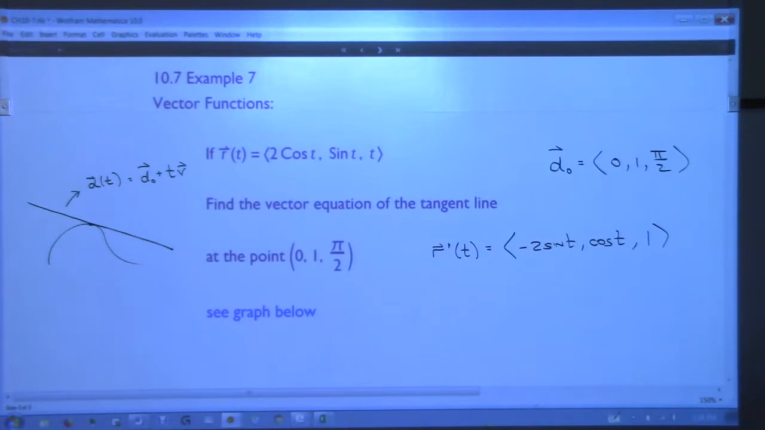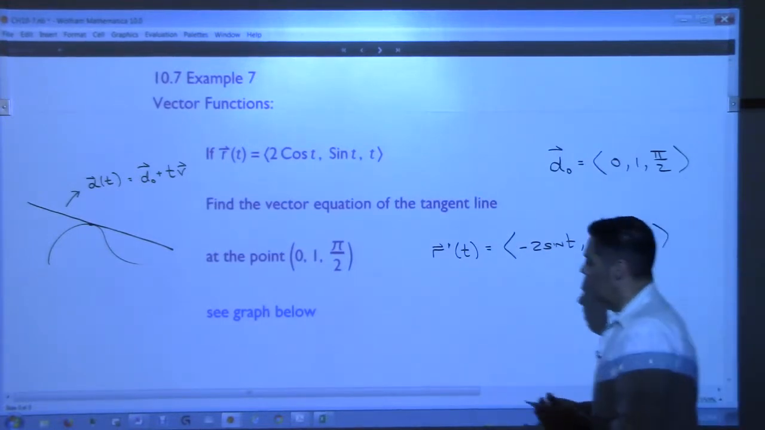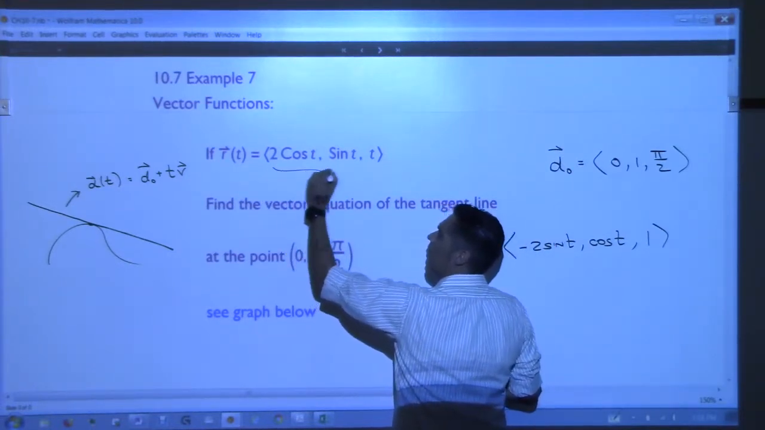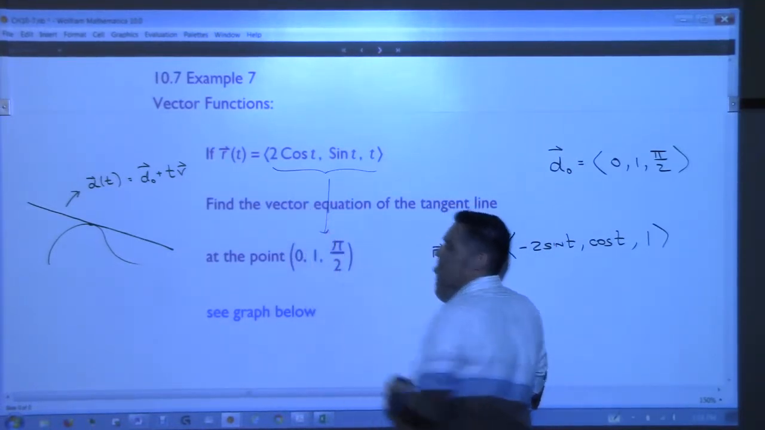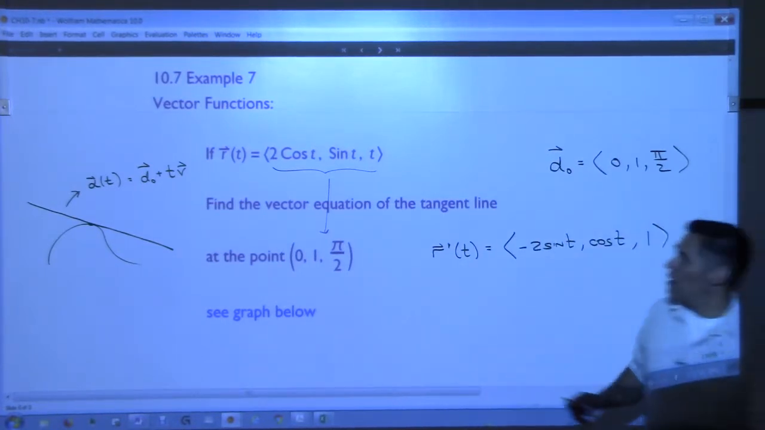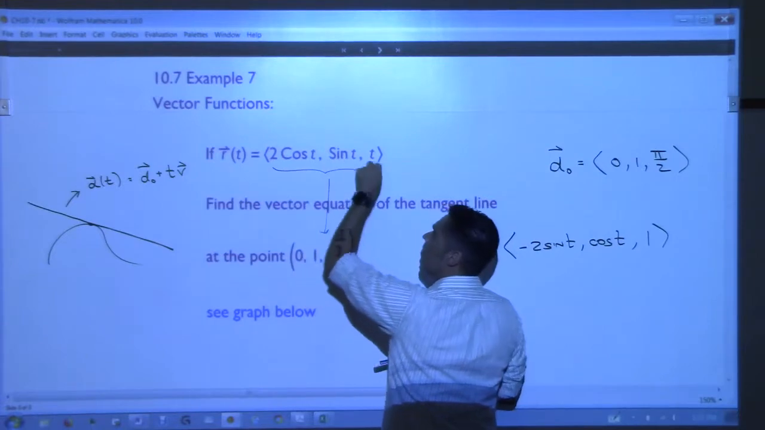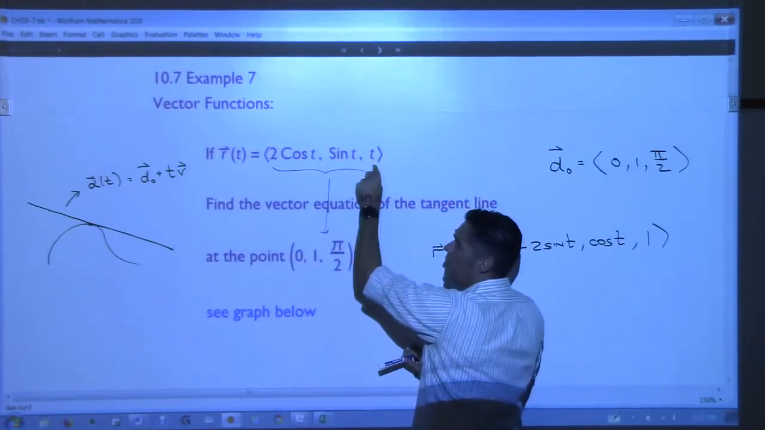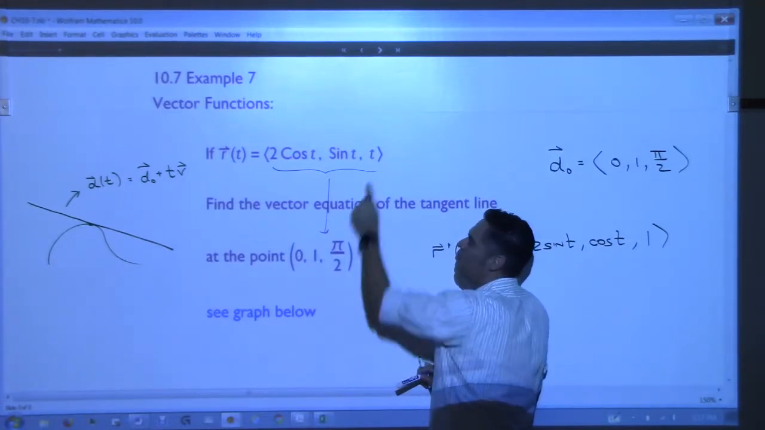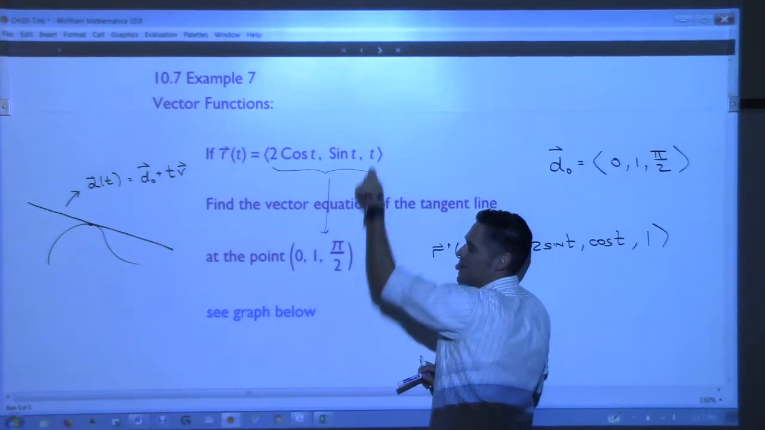You figure out which value of t, when plugged into the vector r of t, will give you the point. So this curve right here is going to somehow take me to that point. I need to figure out what t value I would need to plug in for all three components that would spit me out right here. And it's kind of obvious, isn't it? It's pi over 2.